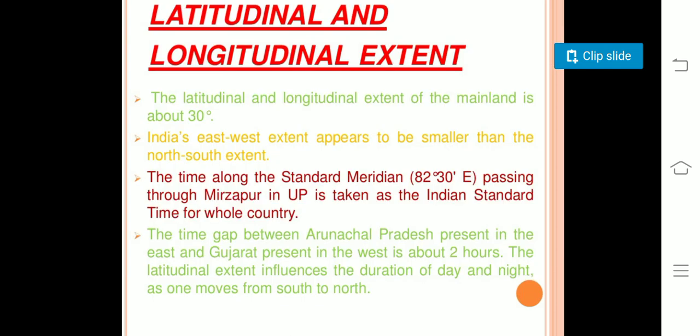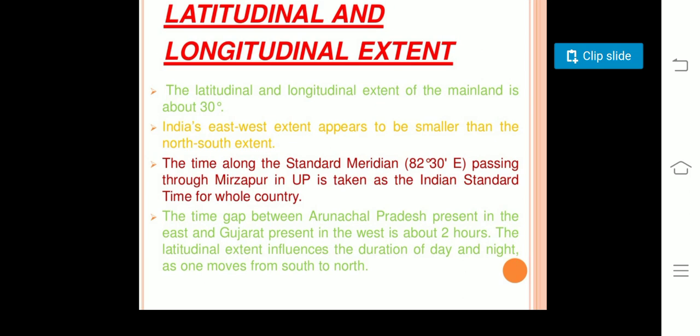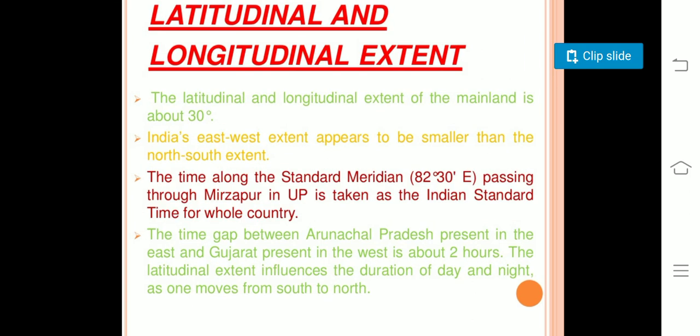The latitudinal and longitudinal extent of the mainland is about 30 degree. Means the latitudinal extent also and the longitudinal extent also, the basic difference between them is around 30 degree. However, east-west extent is smaller than the north-south extent.